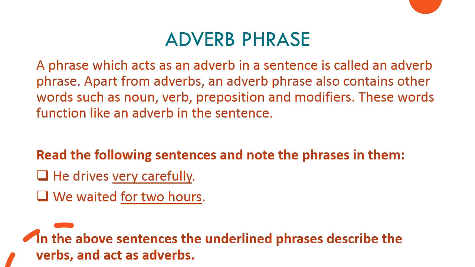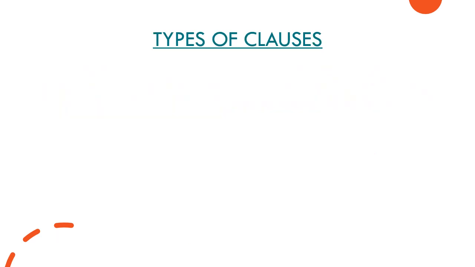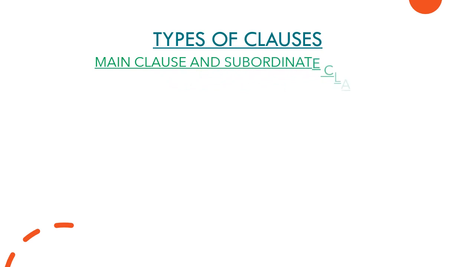Right? So now with this we have discussed all the 3 types of phrases: noun phrase, adjective phrase, adverb phrase. I hope you people have no problem in that. Now the next thing that we need to study is the clauses. So I'll quickly take you to the clauses. I think it's easier. So types of clauses: main clause and subordinate clause.